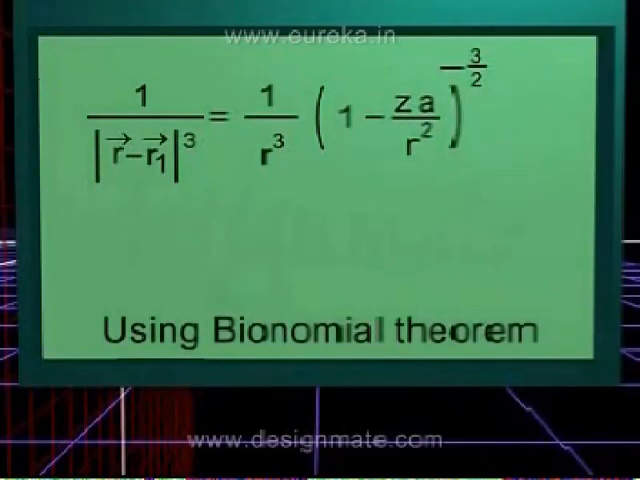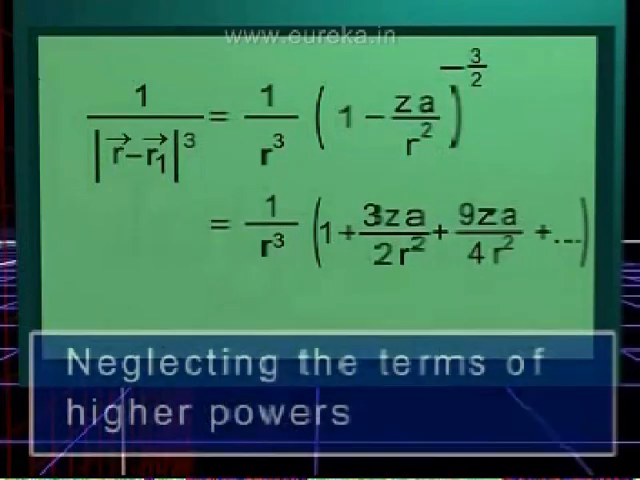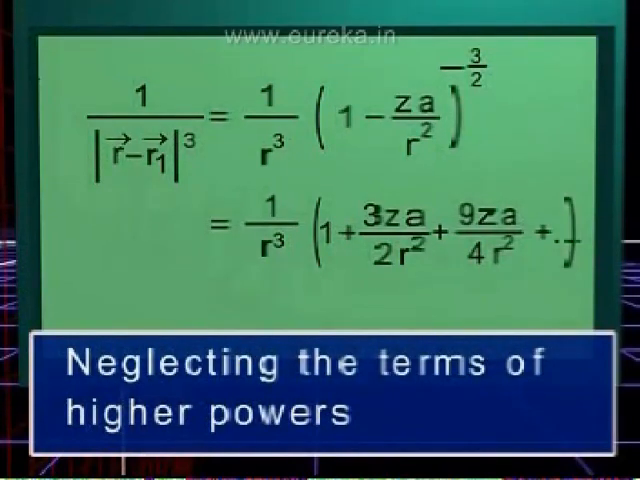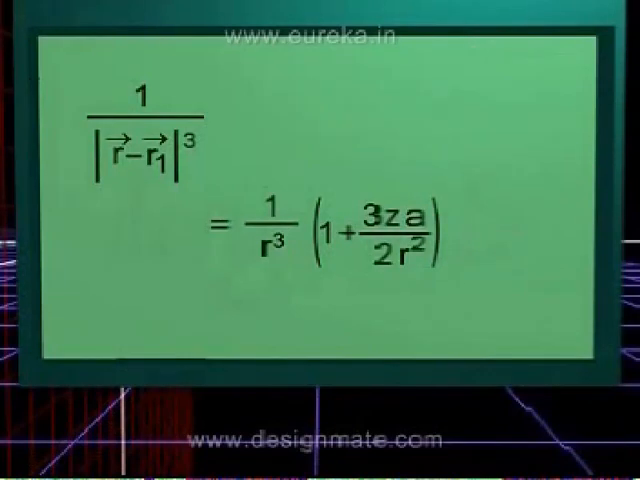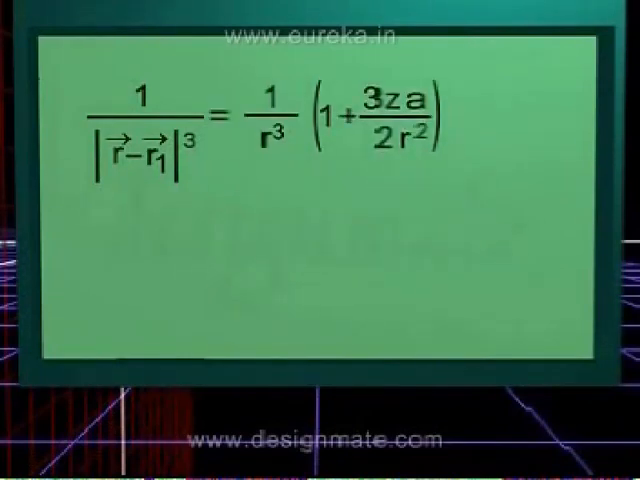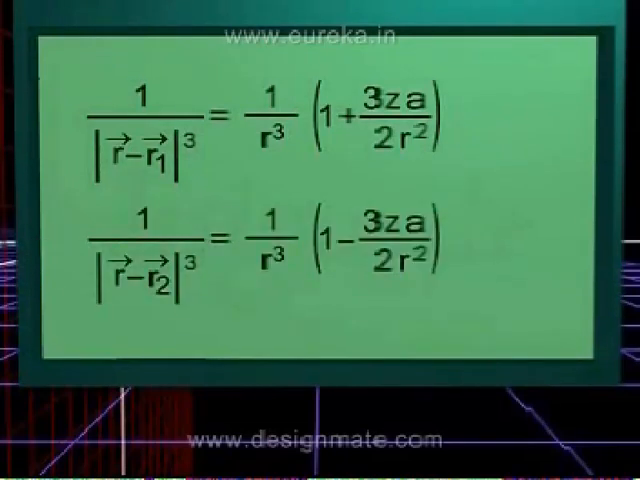Using binomial theorem and neglecting the terms of higher powers, we get 1 upon modulus of vector r minus vector r1 cube is equal to 1 upon r cube into (1 plus 3za upon 2r square). Similarly, 1 upon modulus of vector r minus vector r2 cube is equal to 1 upon r cube into (1 minus 3za upon 2r square).